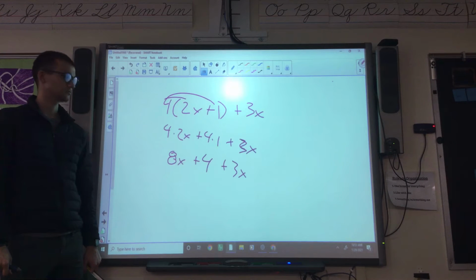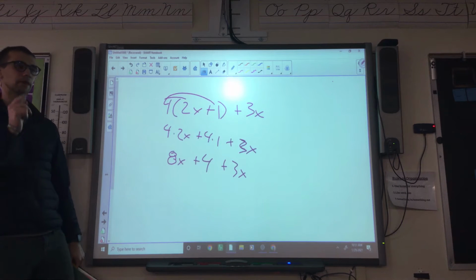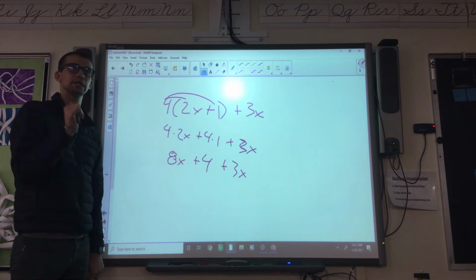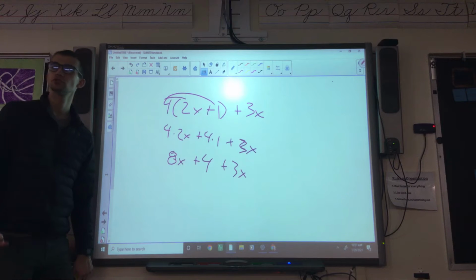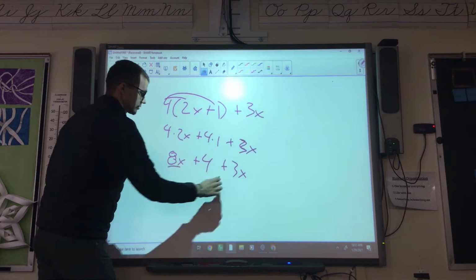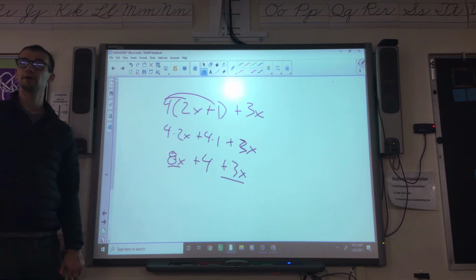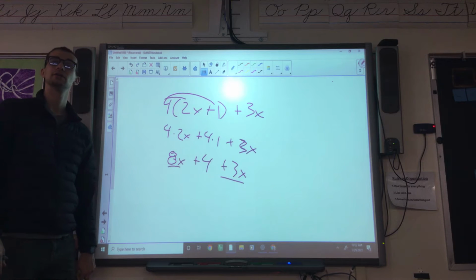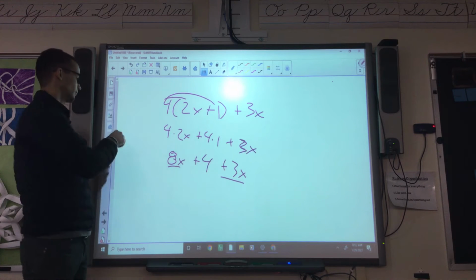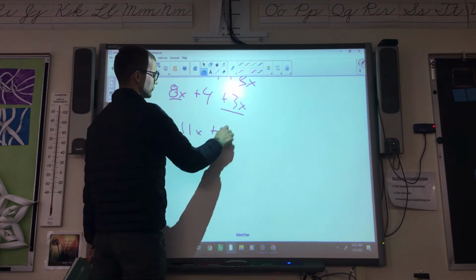You add the 8x and the 3x. You can add them because they're like terms, and also because it's all adding here, which means you can use what property that starts with a C? Commutative property. 8 plus 3 is 11x plus 4.